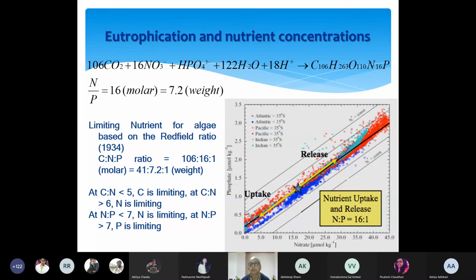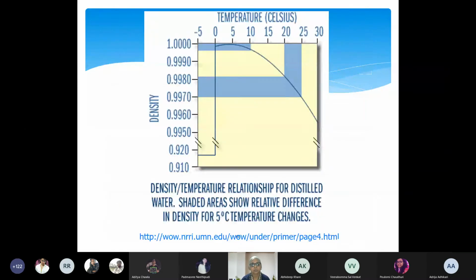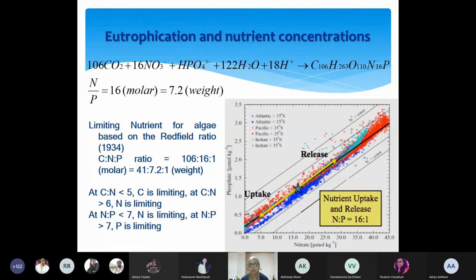So, like I said, we'll finish this and then we'll stop and do some problem solving. Okay, so here you have a reaction for the conversion of CO2, nitrate, phosphate, water, and protons into an algal cell. The product of this reaction is 1 mole of algae, and 106 moles of CO2, 16 moles of nitrate, 1 mole of phosphate, 122 moles of water, and 18 moles of protons are utilized in the process.